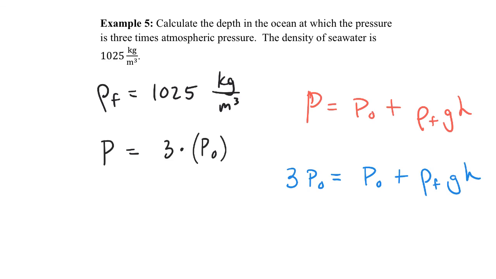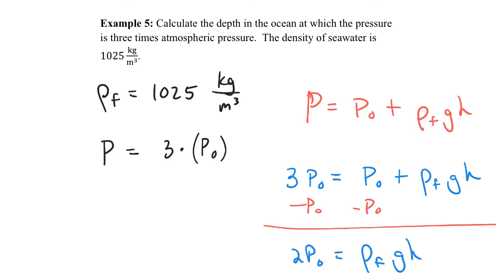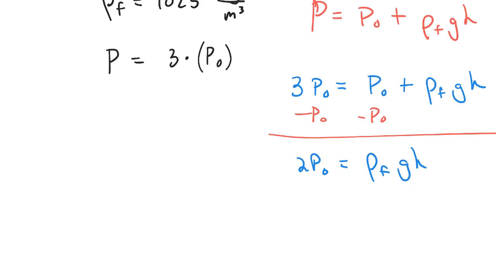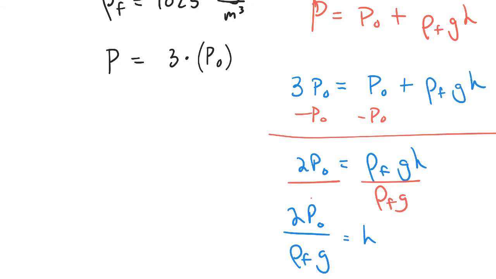Just like common terms, right? Common variables or like terms. We can subtract P0 from both sides. And this equation becomes 2P0 equals rho g H. And then go ahead and just solve for H. Divide by rho g on both sides. So this would absolutely be the approach we're going to take.